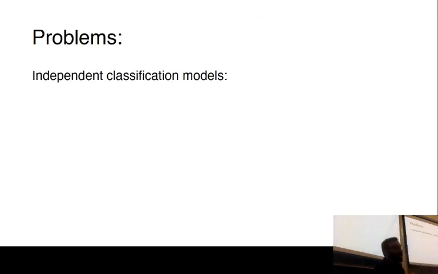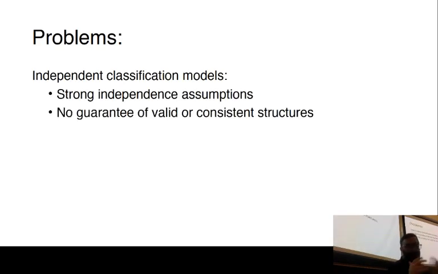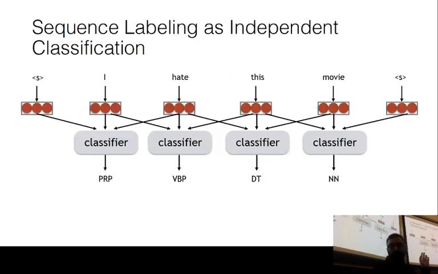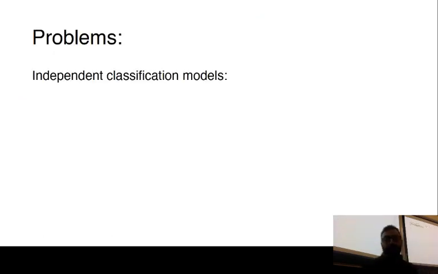The problem is, this independence assumption is actually very strong, to the point that if you ignore context, then you have no guarantee of valid or consistent structures. Nothing stopped that previous model from producing a sequence of tags that would be completely unheard of. Nothing would stop the model from outputting verb, verb, verb, verb, right? You could do that, but clearly this is wrong.